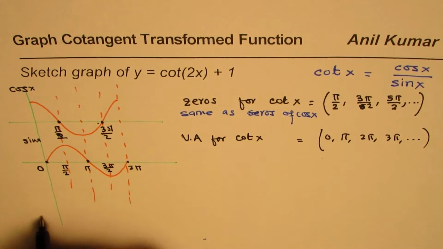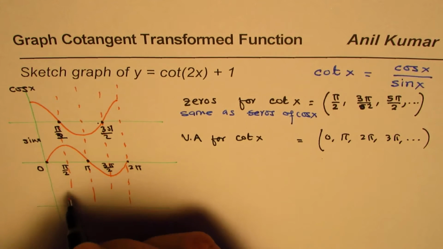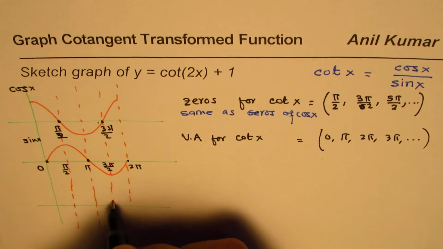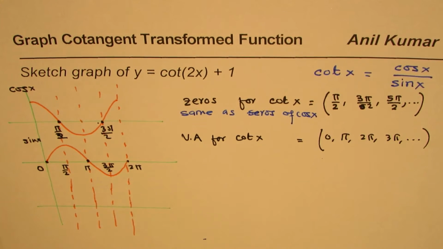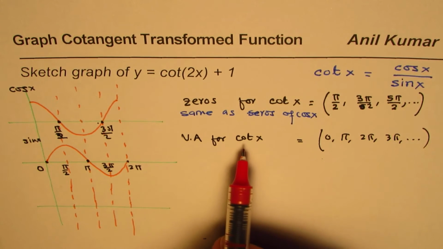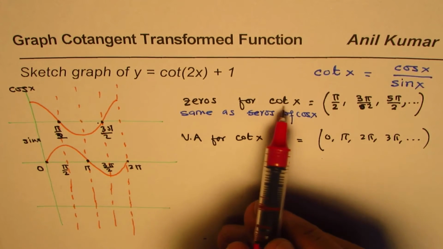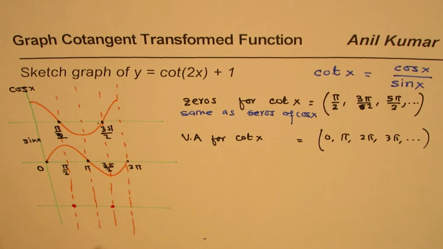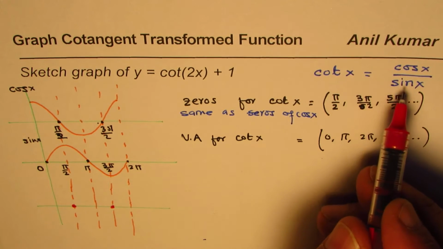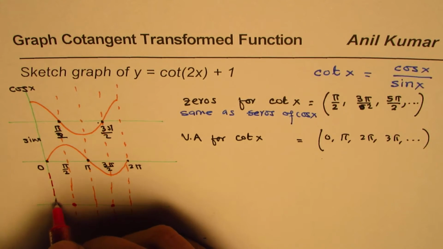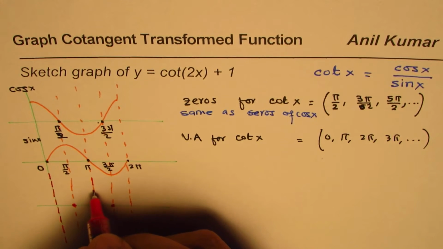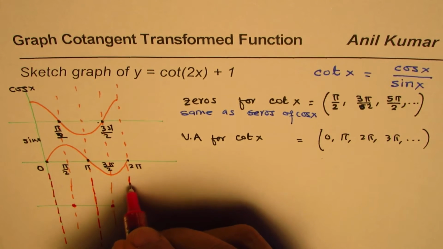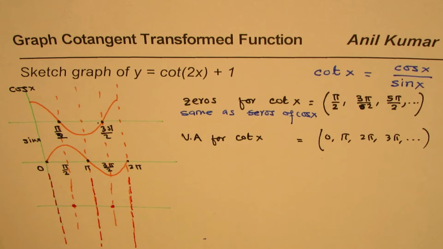So what I will do here is sketch a cot x graph first, and then we will sketch the transformed function as is required for the given question, correct? So what we get here is that the zeros for the cotangent function will be the same as zeros of the cosine function, which are these. So these are the zeros for us alternately, correct? The vertical asymptotes are the zeros of sin x, which are 0, pi. So these are the vertical asymptotes. Let me draw these vertical asymptotes, which are zeros of sine, correct? So we got zeros and vertical asymptotes for our function cot x.